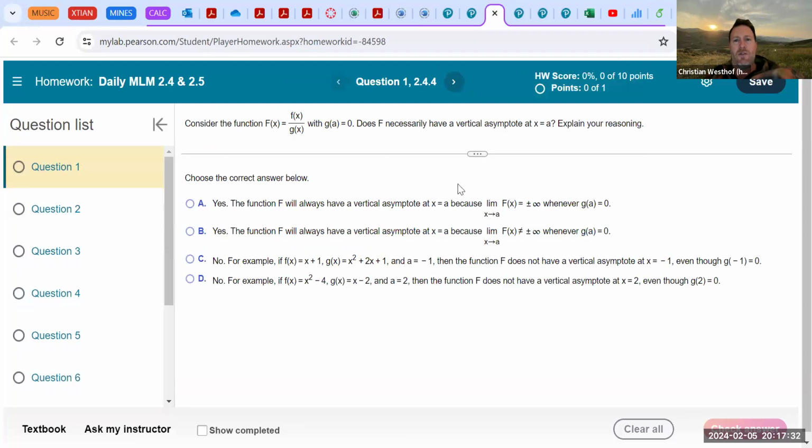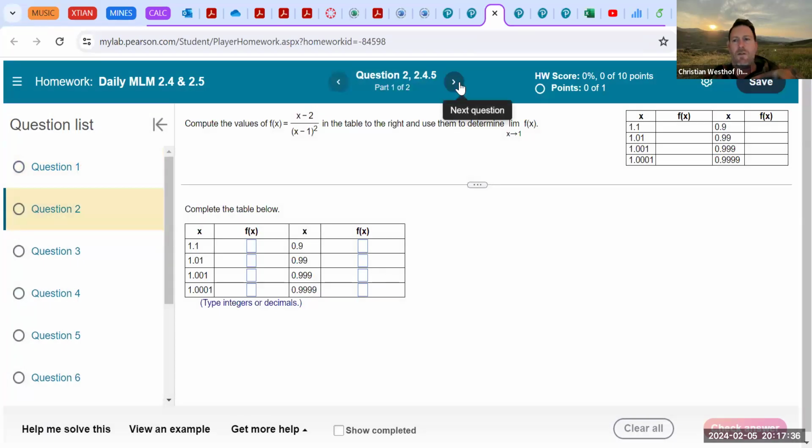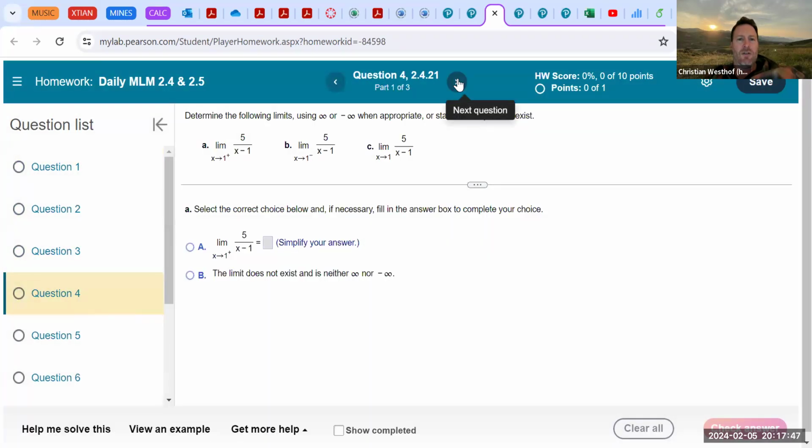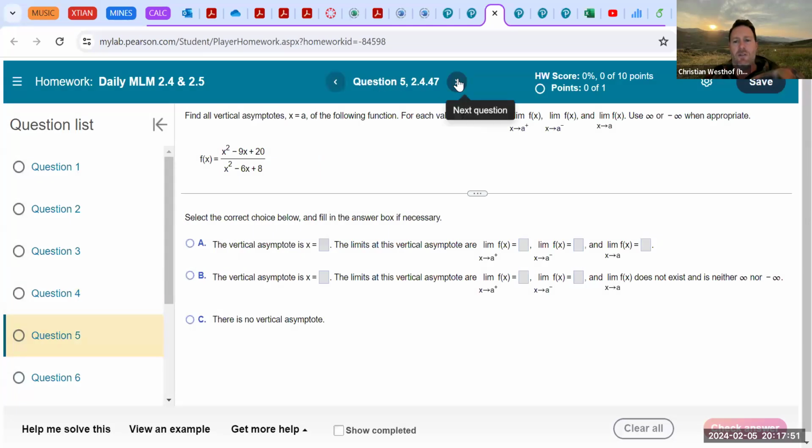2.4 and 2.5. Questions about asymptotes are a thing. You won't have to fill in tables like this. Question 3. Definitely, can you look at a graph? Determine limits. Can you determine asymptotes? Question 4. Find one-sided limits. Decide if you get an asymptote. Question 5, find vertical asymptotes by finding a location where the function is undefined and then taking those one-sided limits.